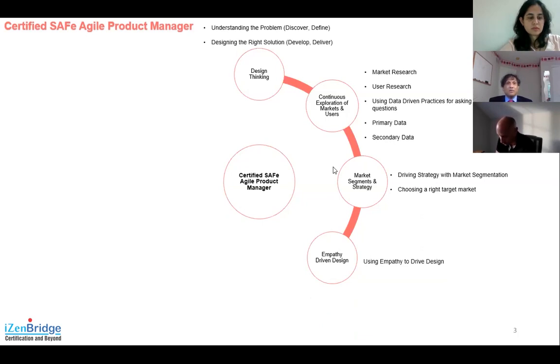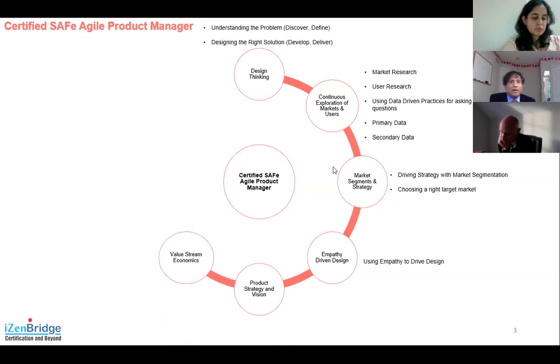There are different kinds of canvases we explored. We also let you know how to come up with very efficient customer journey maps, to be able to really empathize with the customer so that the solutions that you're creating are really solving the customer's problems, right? So that's the next topic that we cover. We also talk about how you come up with effective strategy, and how you build a vision? How do you build the roadmaps? We talk about value stream economics, especially as an enterprise agile coach.